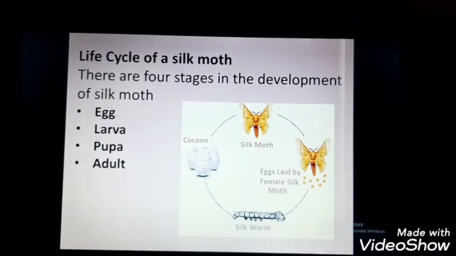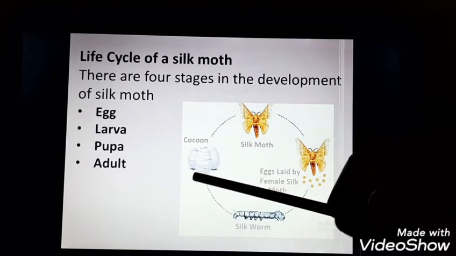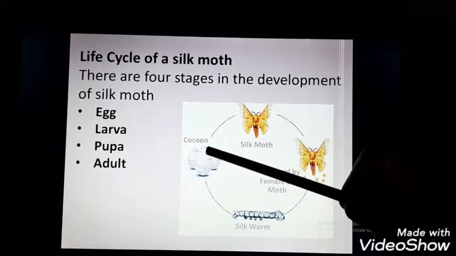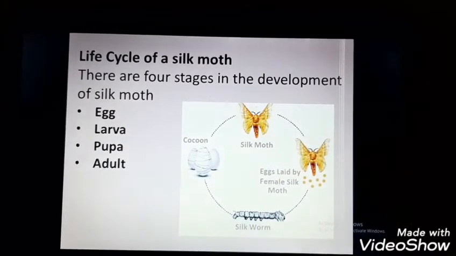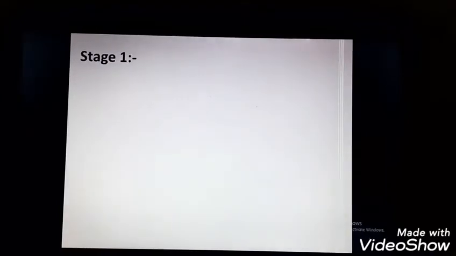During the life cycle, the adult female silkworm lays eggs. These eggs then mature to silkworm. These silkworm mature to pupa, which is inside the cocoon. When the pupa is developed into adult, it emerges outside the cocoon by rupturing the cocoon. So these are the basic stages in the development of silk moth. Let's discuss it in detail.